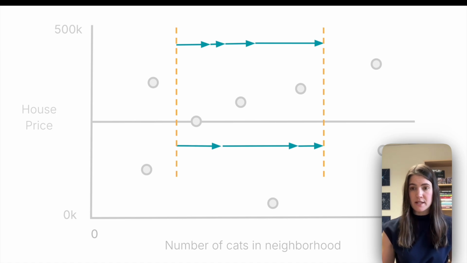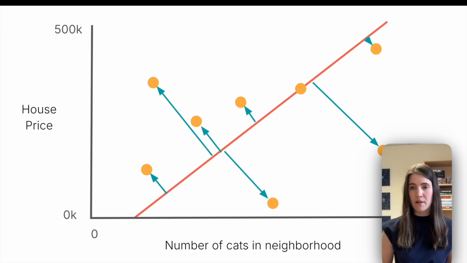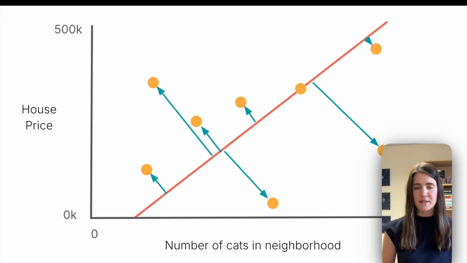So great. So is this then my prediction line for a number of cats in a neighborhood versus house price? Well, not so fast, because there could be multiple lines of best fit. Take, for example, this line of best fit. If we lined up the arrows on top of the line and below the line, they would also be equal to one another. So it's also a line of best fit.